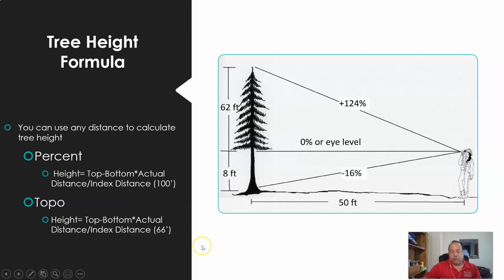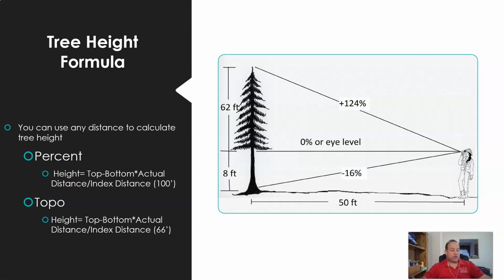And here is that formula, but let me add in a little bit more, which is the idea that you don't technically have to go back to these specific distances. We do go back to these distances because they're easy in terms of the math. But the actual formula for either one of them is that your height is your top minus your bottom times your actual distance over your index distance.